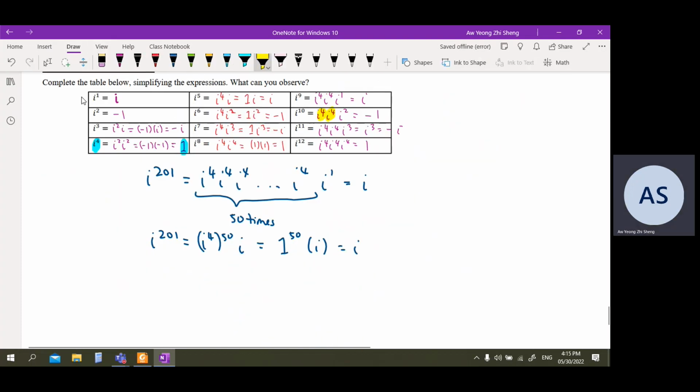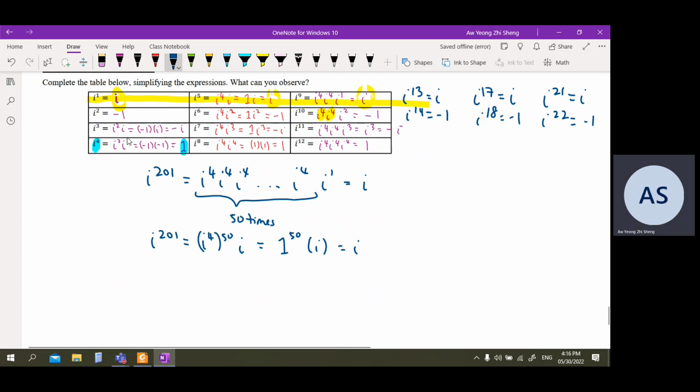let's look at row by row. i power 1, i power 5, i power 9, they are all equal to i. So looking at the pattern, you would expect i power 13 to also equal i. If you add the power by another 4, i power 17 is also i, and i power 21 would also be i. Then if you look at the second row, you have power 2, power 6, power 10, all of which equal -1. So you would expect i power 14 to be -1, i power 18 to be -1, i power 22 to be -1, and so on.